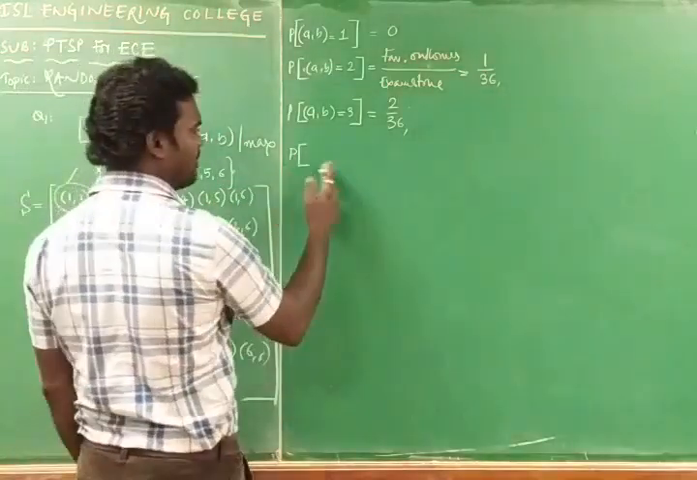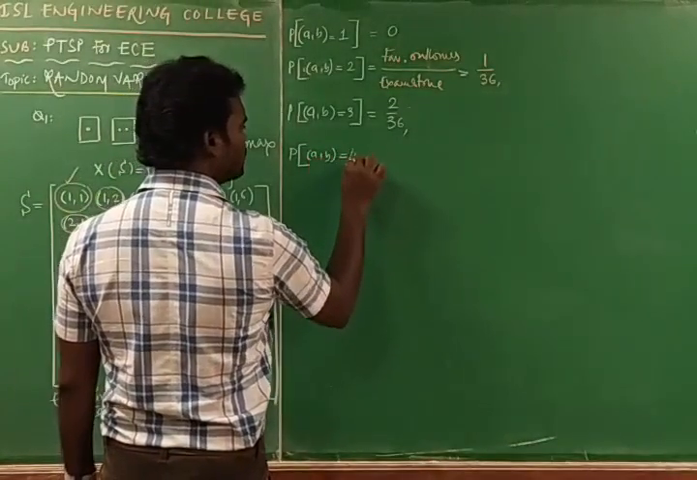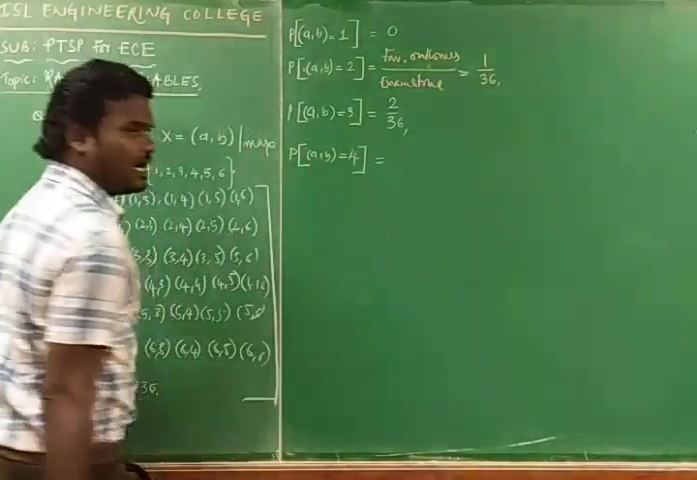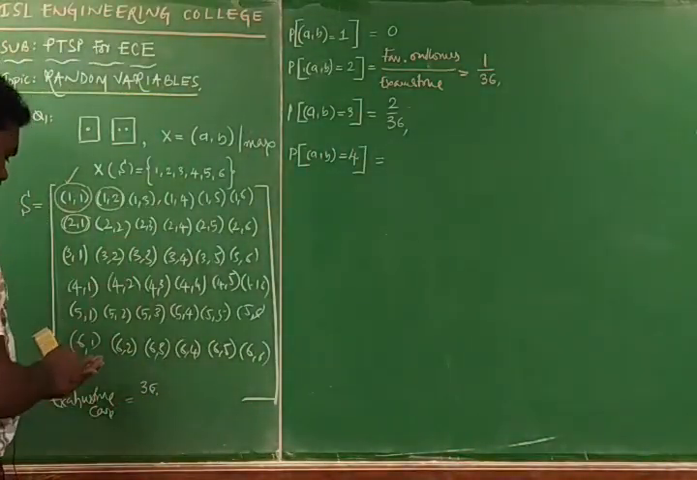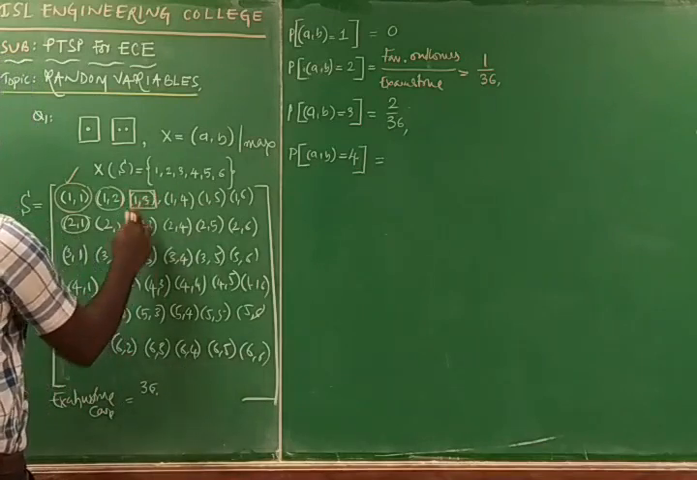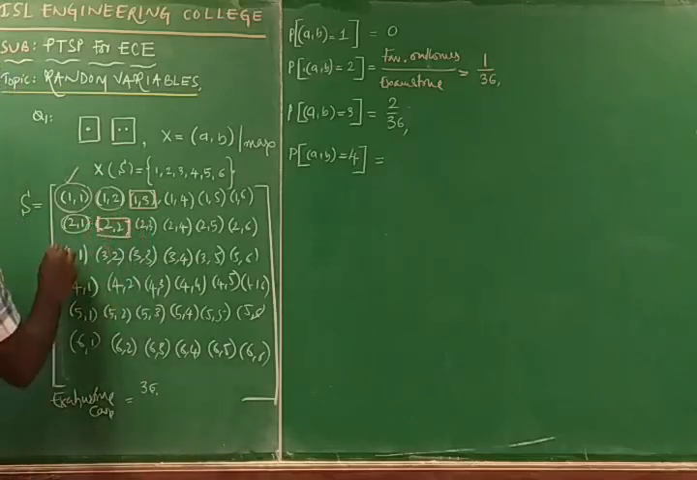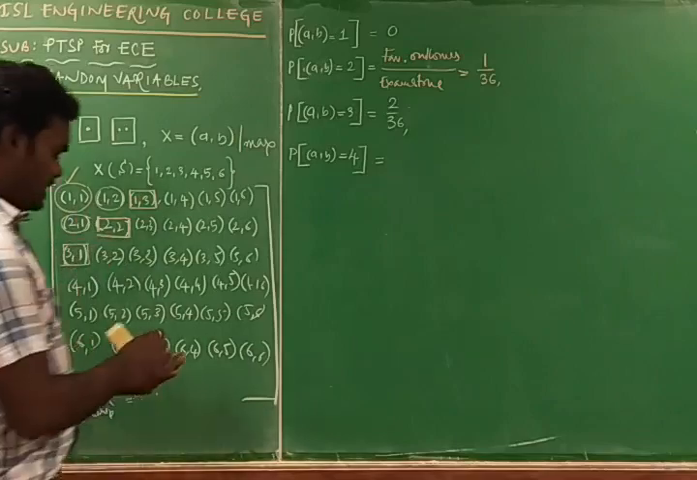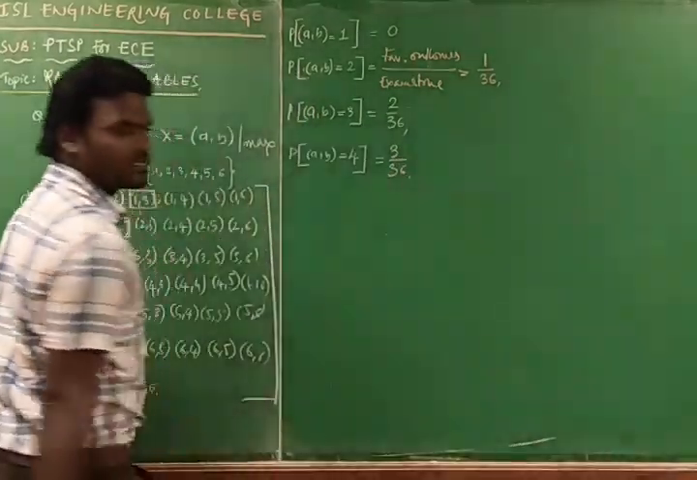Probability of A comma B whose sum is equal to 4. Identify the pairs whose sum is equal to 4. This is 1 and 3: 1 plus 3 is 4. Next, 2 plus 2 is also 4. Then 3 plus 1 is also 4. How many? 1, 2, 3. We got 3 favorable cases out of 36 exhaustive cases.